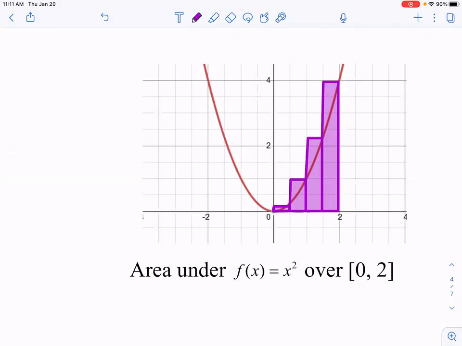Okay, in this particular picture, what's going to be true about our area approximation? It's an over approximation. Yes. Is it over by the same amount or no?